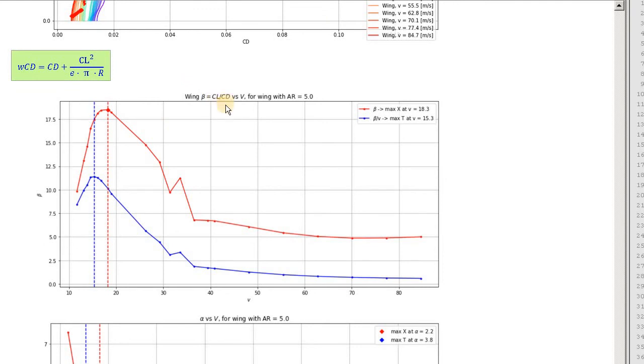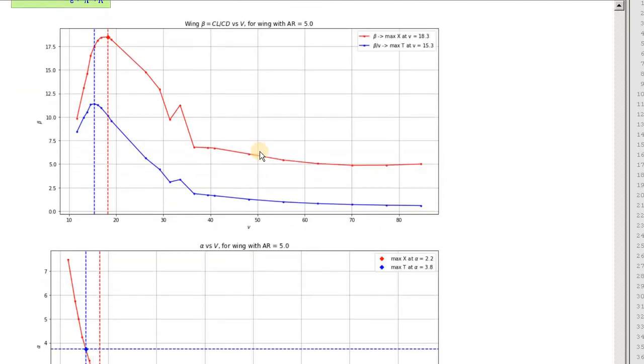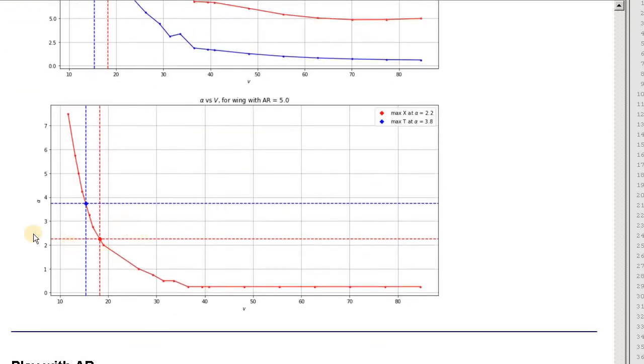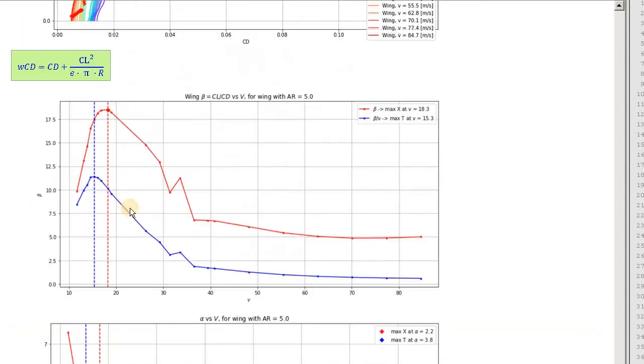So those are the efficiency curves, and this is the alpha that we have to fly the maximum distance and the maximum duration and so on. Okay, so this is simple.